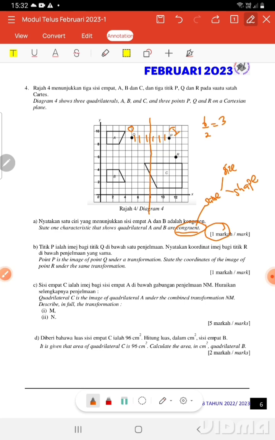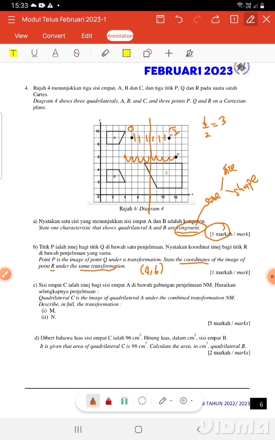Then it asks for the coordinate of the image of point R under the same transformation. So R also undergoes the same transformation. Again, use the boxes. How many boxes to the axis? 1, 2, 3, 4. So from your axis to your image is the same, 1, 2, 3, 4. So here is your image. Read the coordinate because the question asks you to state the coordinate. So the coordinate here is 4, 6. Okay, 1 mark.